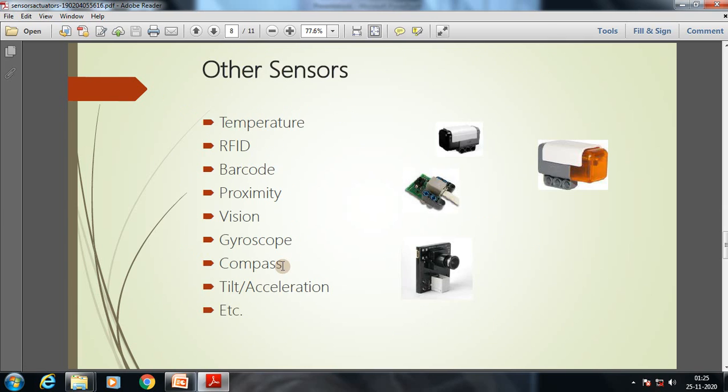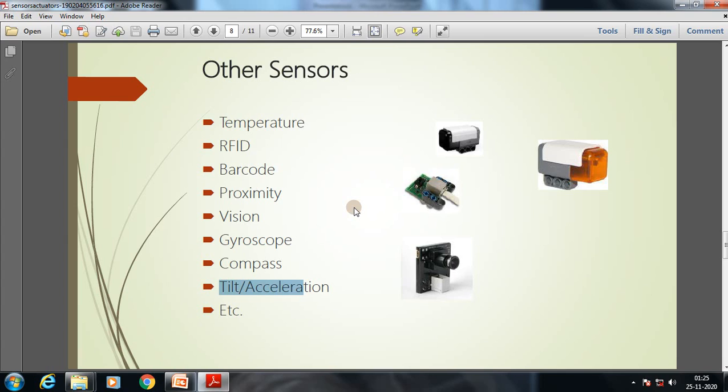So let's go to the next slide. Different kinds of sensors: temperature sensor, radio frequency ID, barcode sensor, proximity sensor, vision sensor, gyroscope, compass, tilt, acceleration, etc. These are all different kinds of sensors.